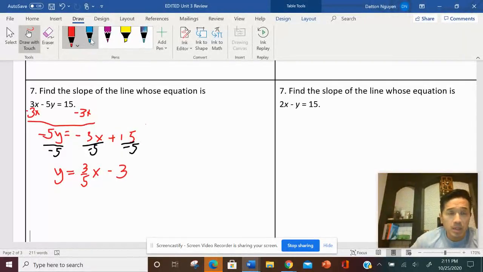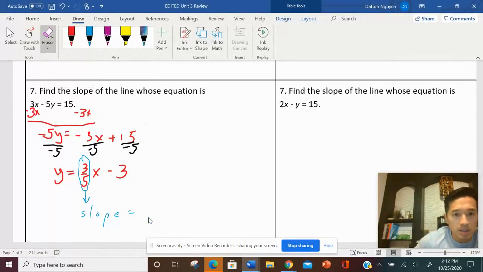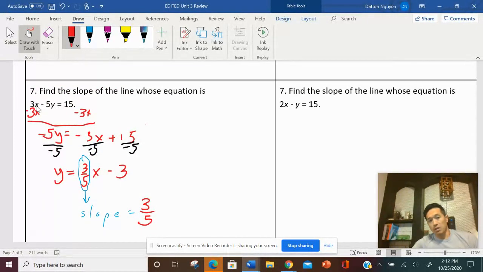What is the slope? The slope is this term right here in front of the x. That is my slope. So slope equals 3 divided by 5. That's it. So again, to recap on that, if it's written this way, this is called standard form. You have to write it in slope-intercept form to find out what the slope really looks like.